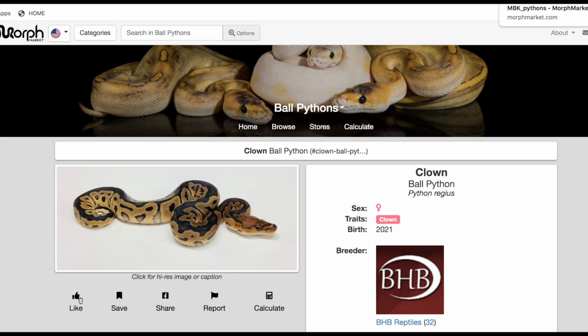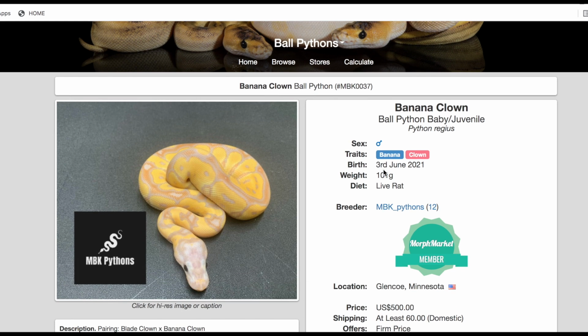I can take a clown ball python, which is recessive, breed it to something else that's maybe heterozygous for clown, like let's say a banana that's het for clown, and then you can come out with something like this, which is a clown banana or banana clown. That's just crazy because you get the banana colors, which is the yellow and the lack of the black, right? It's kind of like purpley gray instead. And then you get that cool clown head where it kind of lacks the color up here. And then you get the cool patterning down its back and on the sides.